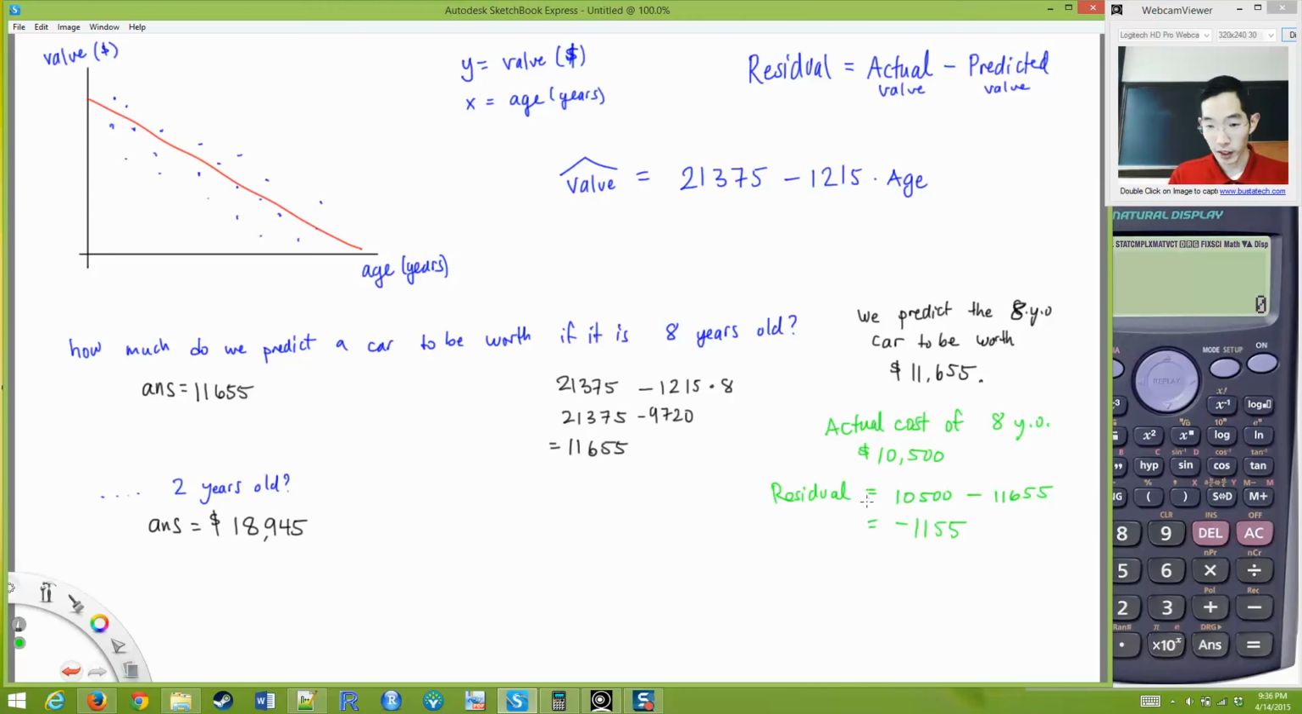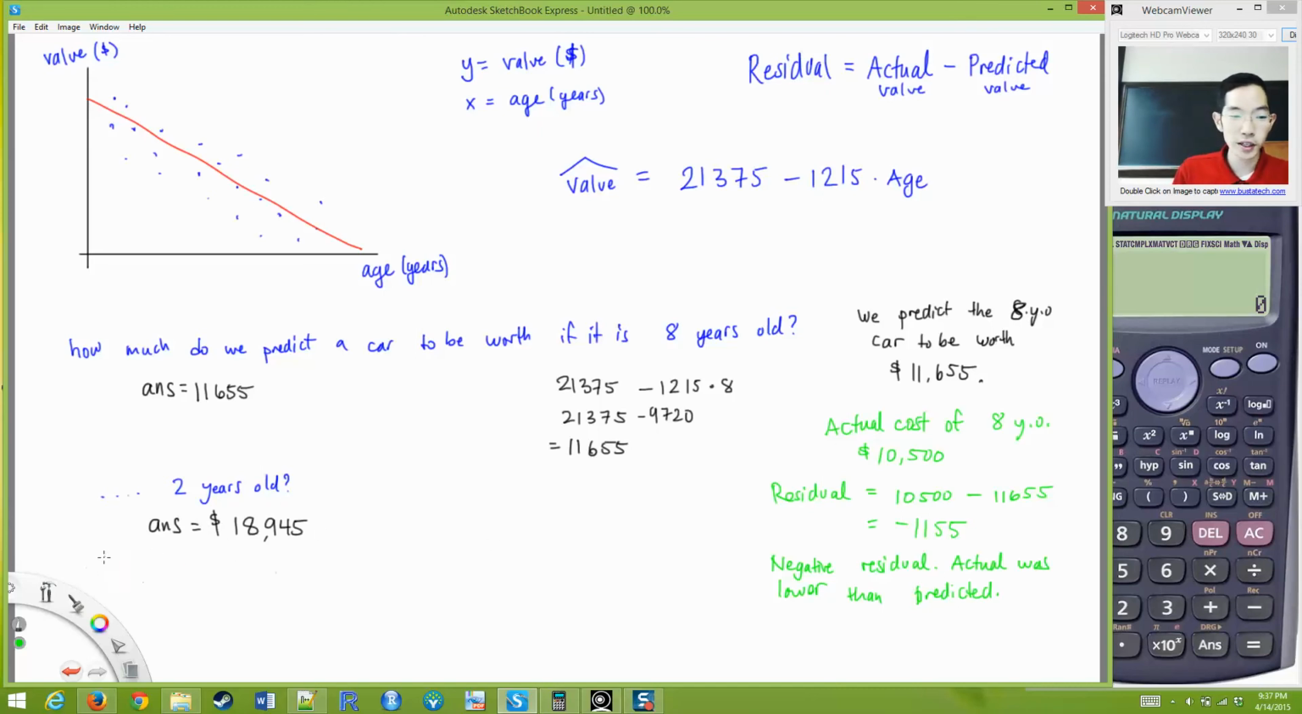Okay. And so in this case, we have a negative residual, which means the actual was lower than predicted. It's a good thing if you're the buyer, bad thing if you're the seller. So depending on whether you want the actual to be higher or lower than what we predict, that's whether you get a negative or positive residual. So in this case, we have a negative residual, which means the actual cost was lower than what we predicted.